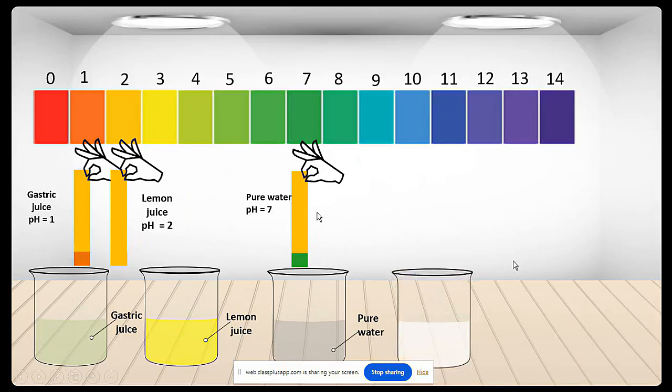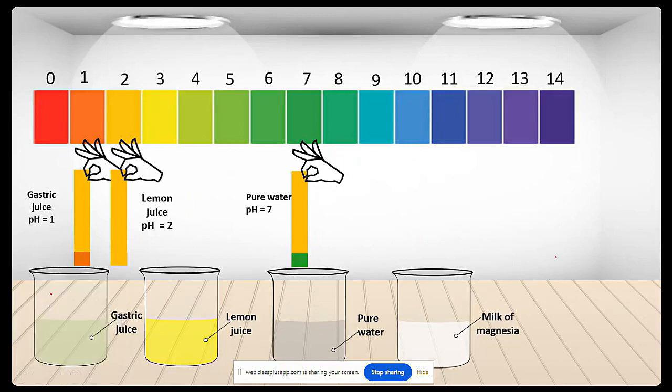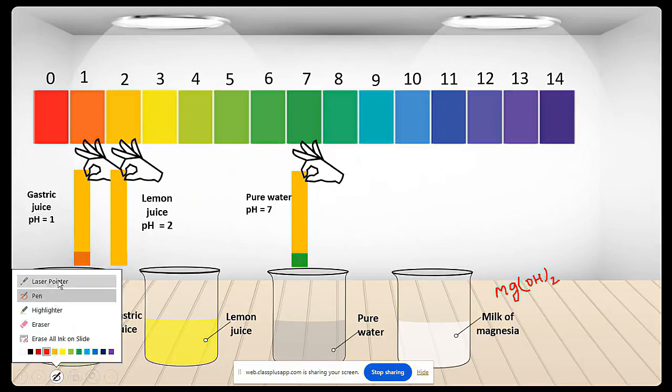Okay. Take the next solution, that is milk of magnesia. That is nothing but Mg(OH)2. Is it right? Magnesium hydroxide, milk of magnesia. Okay.